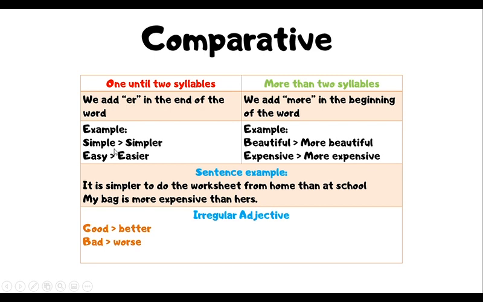For example, simple. So there are two syllables, so we have to put er in the end of the word. Become simpler. Easy. There are two syllables. So it becomes easier. Okay?